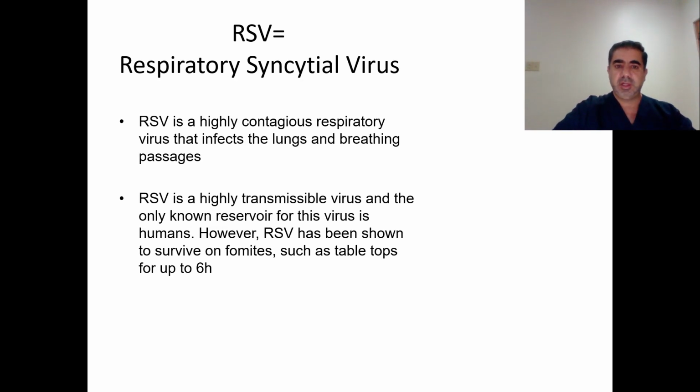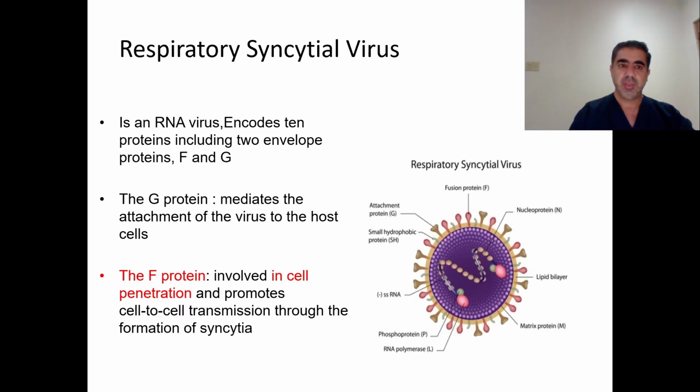So RSV, or respiratory syncytial virus, is a highly contagious respiratory virus that infects the lungs and breathing passages. RSV is a highly transmissible virus, and the only known reservoir of this virus is humans. However, RSV has been shown to survive on fomites such as tabletops for up to 6 hours. And this emphasizes the role of hand hygiene in preventing the spread of respiratory syncytial virus.